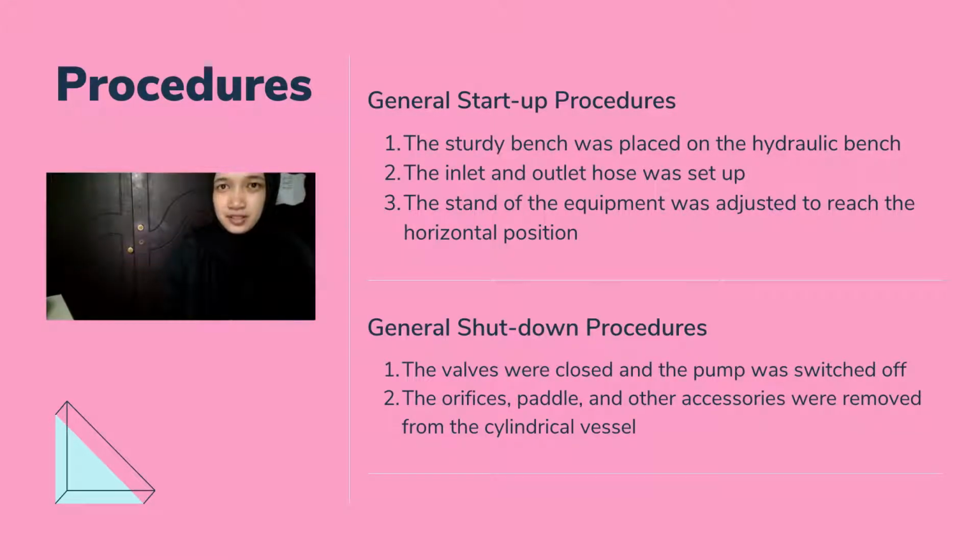So for the general startup procedures, first, the study bench was placed on the hydraulic bench. Second, the inlet and outlet hoses were set up. Third, the stand of the equipment was adjusted to reach the horizontal position. Next, general shutdown procedures. First, the valves were closed and the pump was switched off. Second, the orifice, paddle, and other accessories were removed from the cylindrical vessel.